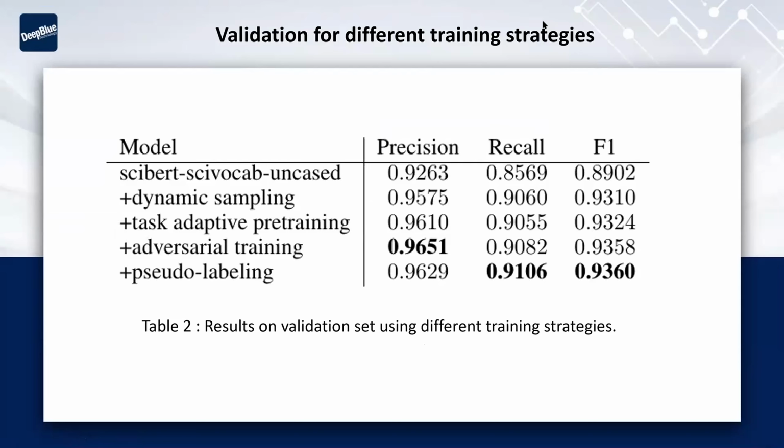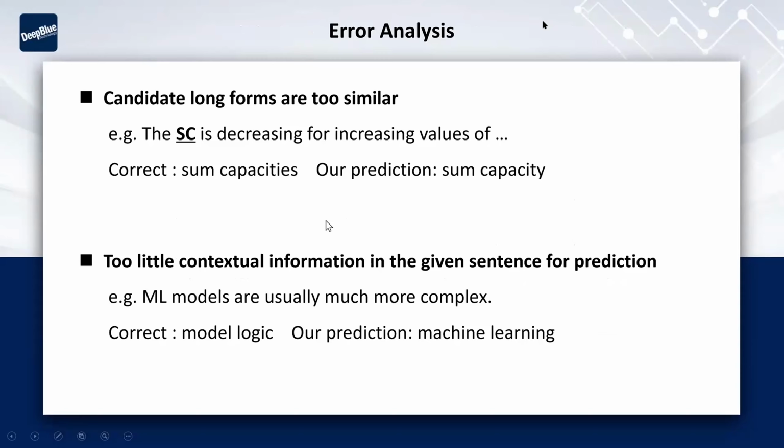We do experiments on the development set to verify the effectiveness of each training strategy, and the results show that all the strategies can improve the performance, and dynamic sampling is the most effective one. We also do the error analysis by gathering a sample of 100 development set examples that our model misclassified and look at these examples manually.